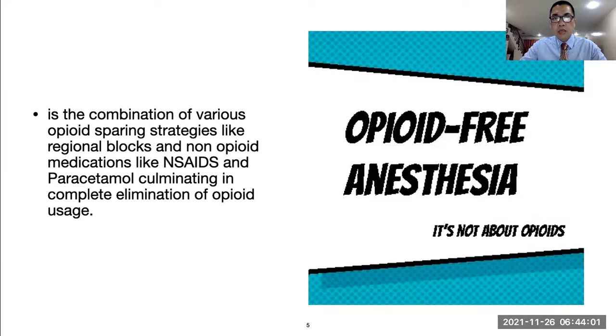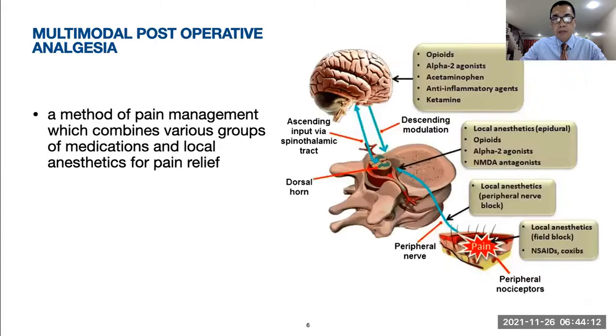Opioid-free anesthesia is a combination of various opioid-sparing strategies like regional blocks and non-opioid medication, culminating in complete elimination of opioid usage. Multimodal postoperative analgesia is a method of pain management which combines various groups of medications and local anesthetic for pain relief. Like in this picture, you can deposit local anesthetics into the skin through field blocks, through peripheral nerve blocks, and through epidural.